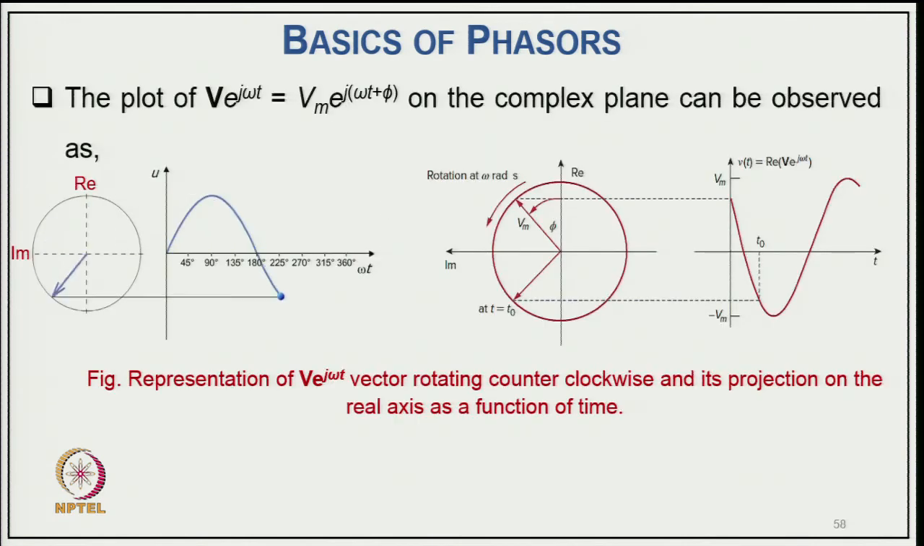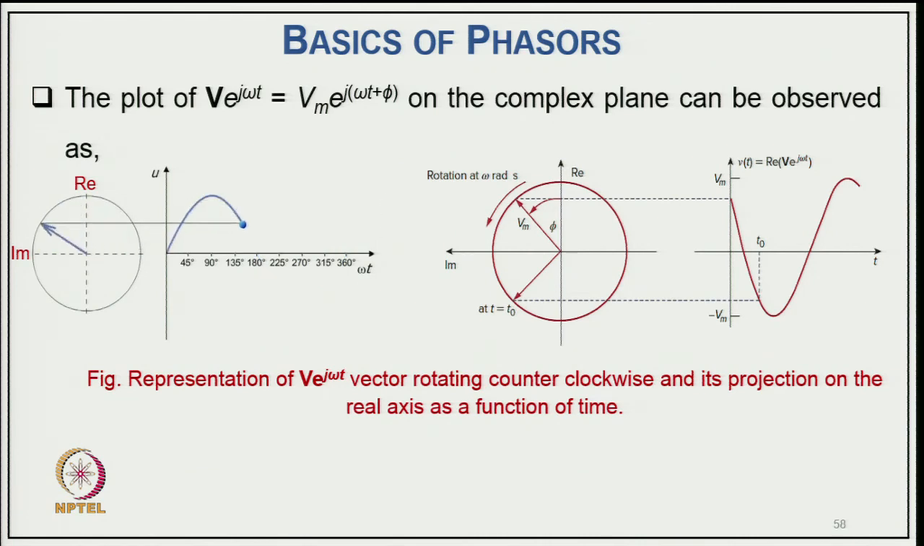The plot of V e to the j omega t, equal to Vm e to the j omega t plus phi, on the complex plane can be observed here. It moves on a circle with time, and is also shown as a waveform. When it goes to the peak, the real part is at its peak, and when it goes to 0 you are on the imaginary axis. That gives the complete concept of the real and imaginary functions on the real and imaginary axes.